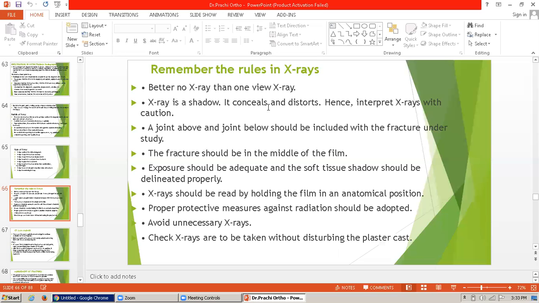So these rules of the X-ray are very important during the practical examination of orthopedics when X-ray reading is asked by the external examiner. And it is very important from the clinical point of view in our clinic and hospital when we study a case of fracture. So always remember the rules of the X-ray.